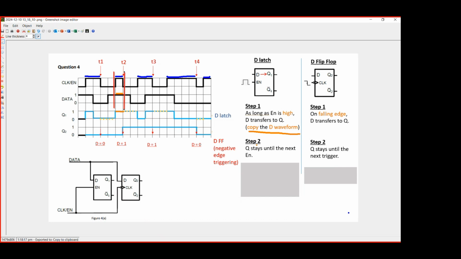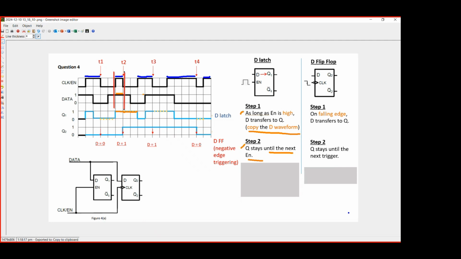So now when we do step two, can you tell me what happened? Step two is here. It will go high or low? High, because it says stay until the next EN. So it stays the same as the previous state. Stay high until the next trigger. When is the next trigger? Here. Right. Okay, so we have finished step one, step two.